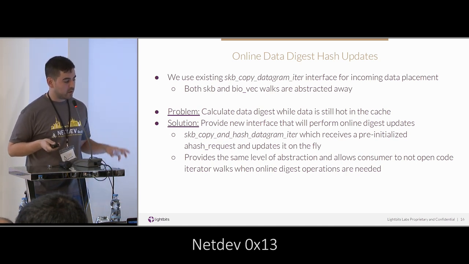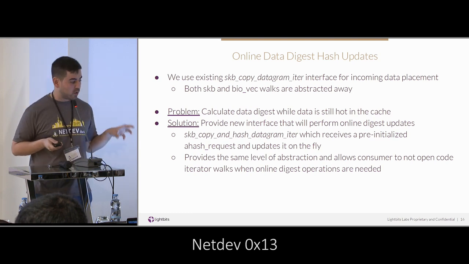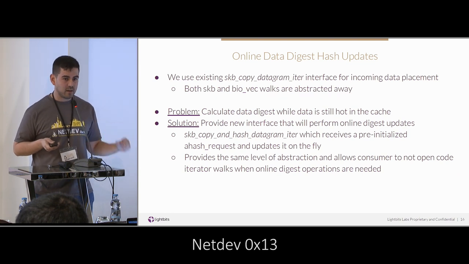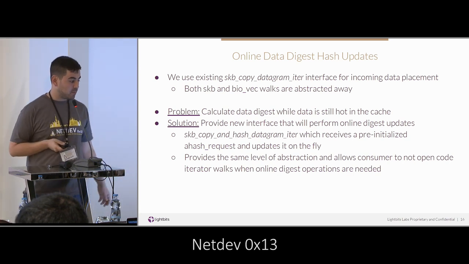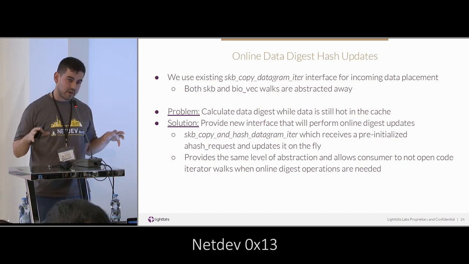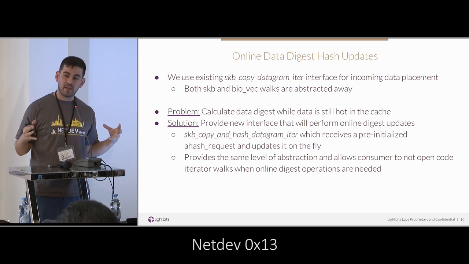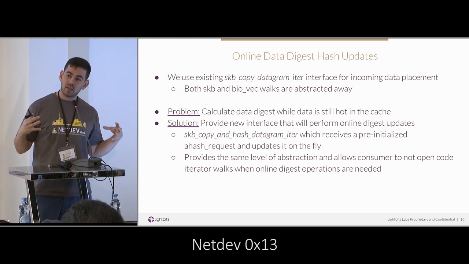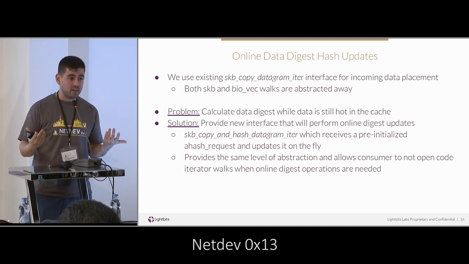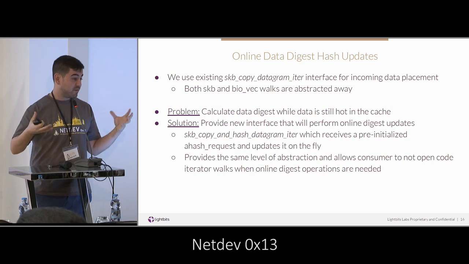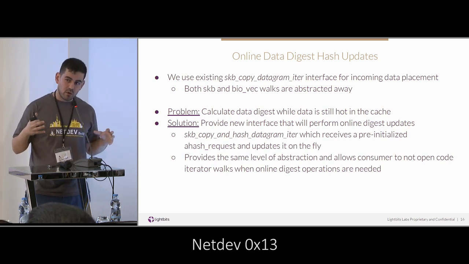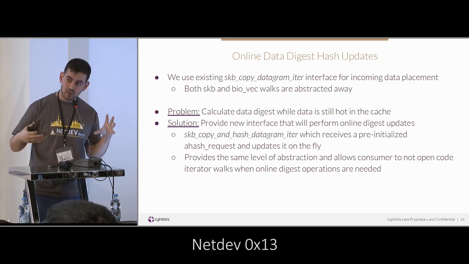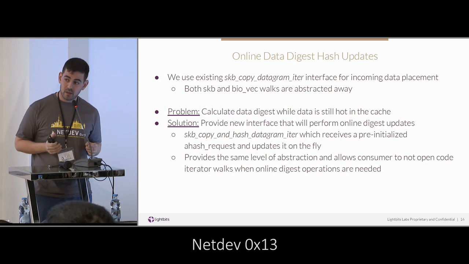The first problem that we saw was performance degradation when working with data digest with the interfaces the kernel is providing. We were using skb_copy_datagram_iter for incoming data placement, and all the abstraction was there. The only problem is that when you're doing a data digest, you have two options. You can do data digest on each and every SKB that you are processing at runtime, but you didn't have any kernel interface to do it, or you can get the whole frame, the whole NVMe over TCP message, and do data digest on that. So we discovered that when you're waiting for the whole message to arrive before digesting it, the data is not hot in the cache, and it causes performance degradation.